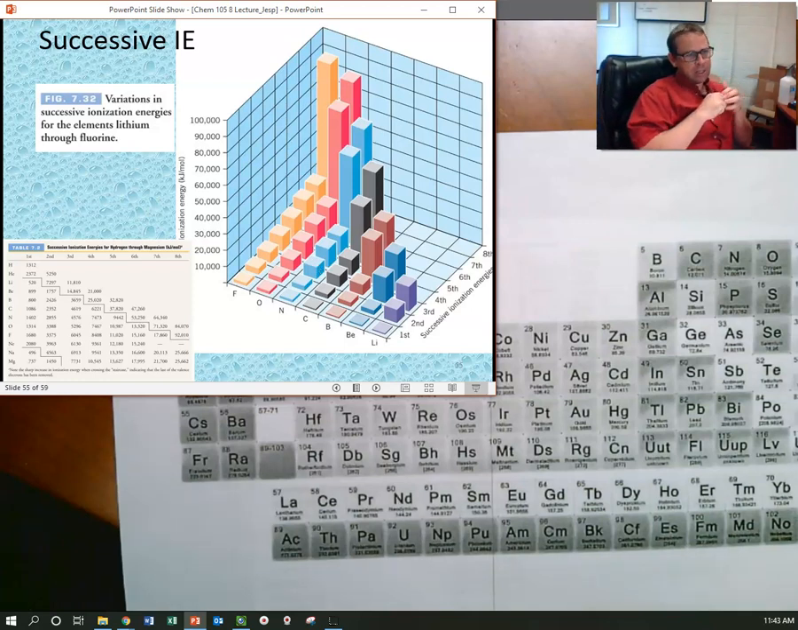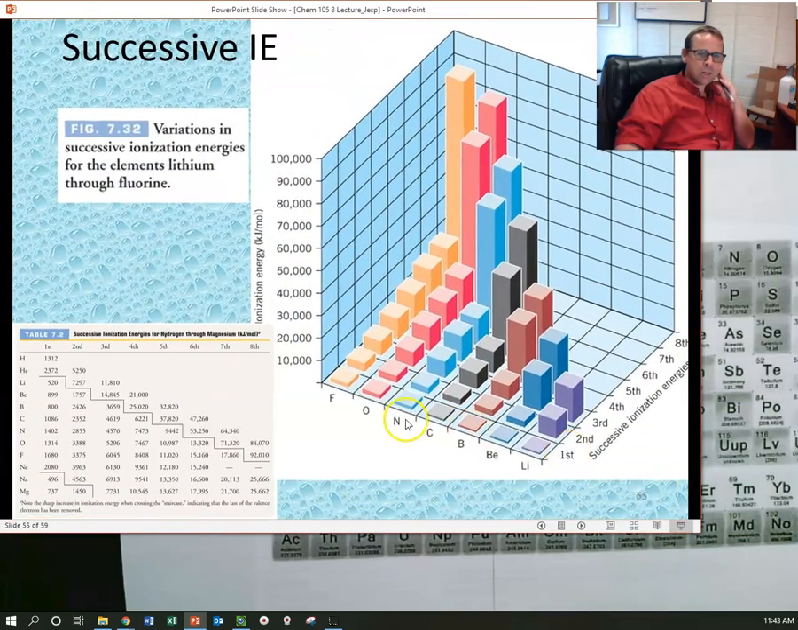Successive ionization energies. Removing a second, a third, a fourth electron, and so forth, right? If you look at fluorine, this is measuring how much energy it takes to remove that electron. So it takes energy to remove a first electron. It takes energy to remove a second, more than the first, obviously, and third, and so forth. There's a gradual increase as you remove the first, second, third, fourth, fifth, sixth, seventh. But then there's a huge increase from the 7th to the 8th for fluorine.